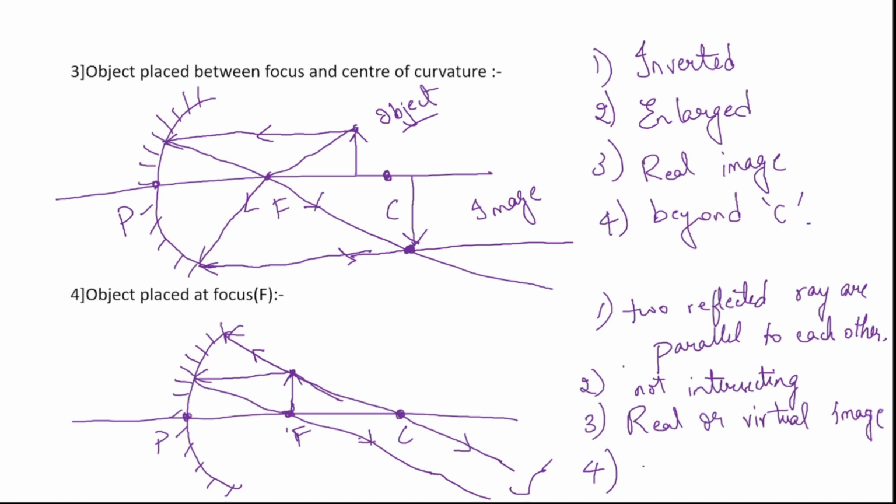Next characteristic is, we cannot say the image is virtual or real, but we can say that the image is formed at infinity. As we cannot say the image is real or virtual, we can say that the image is formed at infinity. So these are the four characteristics of the image when the object is placed at focus.